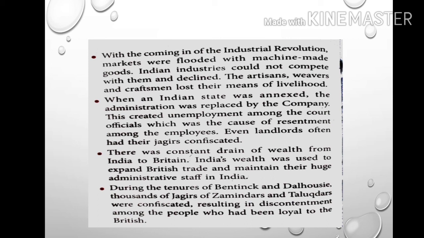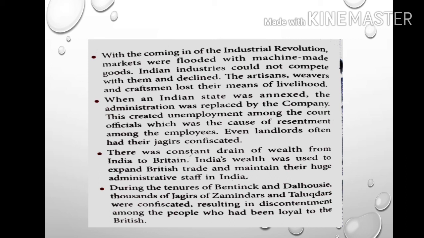There was a constant drain of wealth from India to Britain. India's wealth was used to expand British trade and maintain their huge administrative staff in India. Machine made goods were sold in the Indian market. The British used that profit not for the betterment of Indian society, but for their own interest.